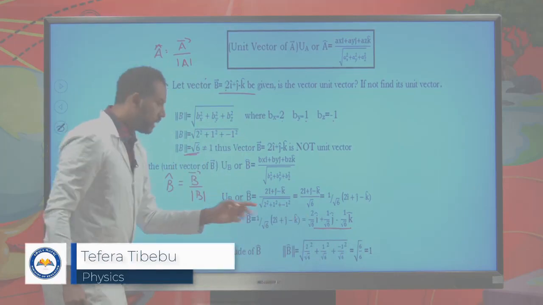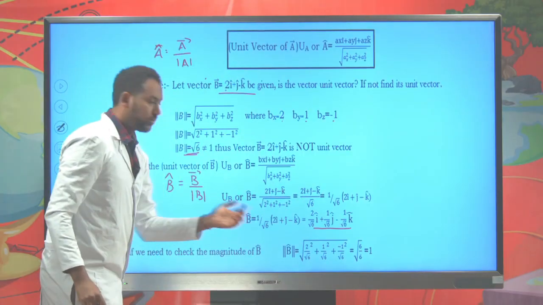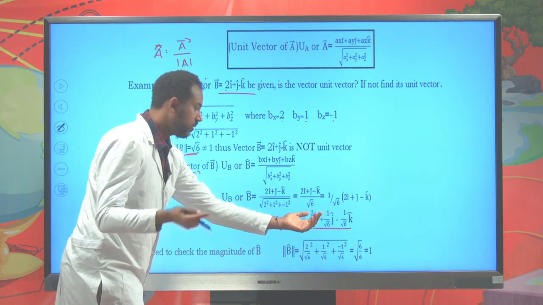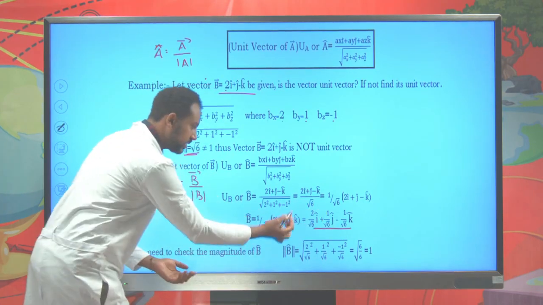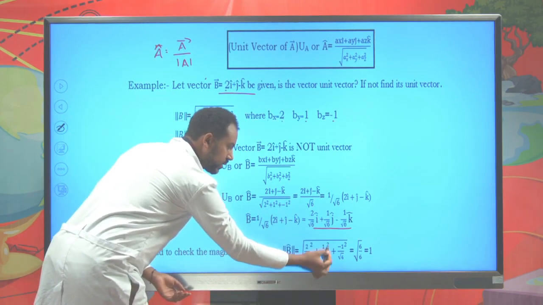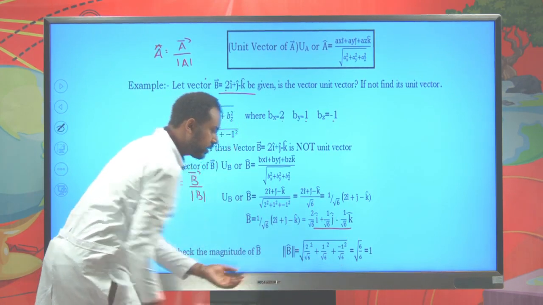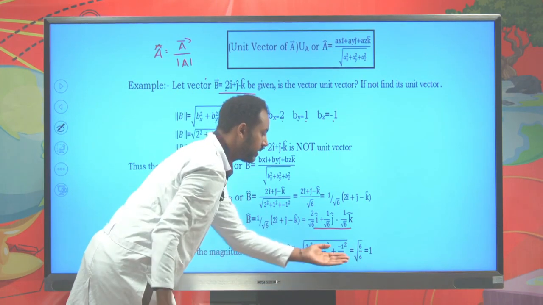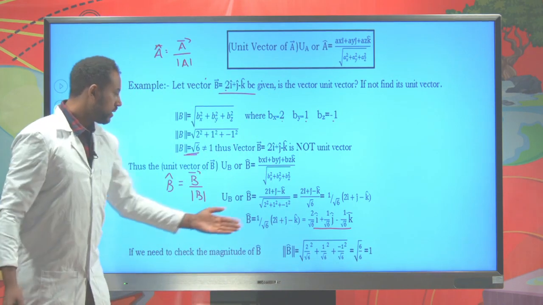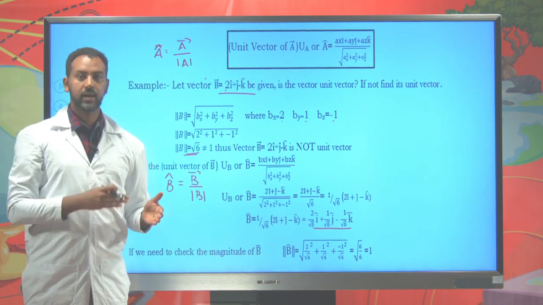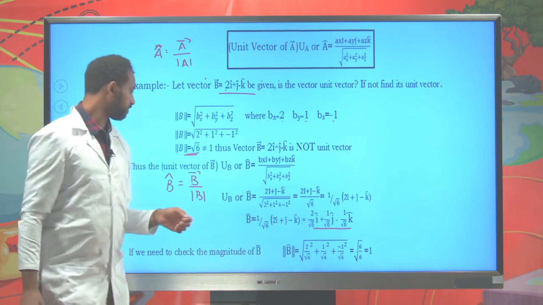How do we know? You have to determine the magnitude of this. When you determine the magnitude of this, it will give you 1. If so, this vector is a unit vector. Let's check that. 2 over root 6 the whole squared, 1 over root 6 the whole squared, minus 1 over root 6 the whole squared. When you square it, this gives you 6 over 6 under the radical, and that gives you 1. Therefore, it is a unit vector. This is how we check whether vectors are units or not.